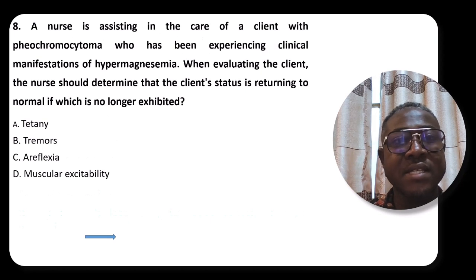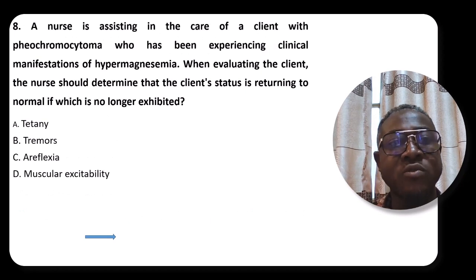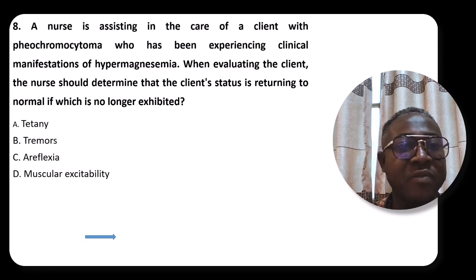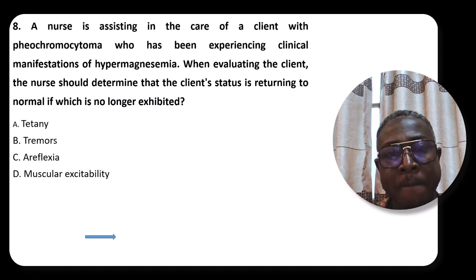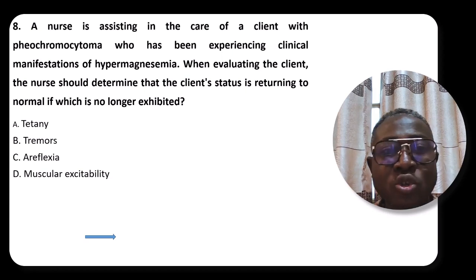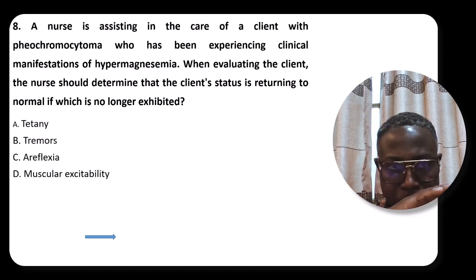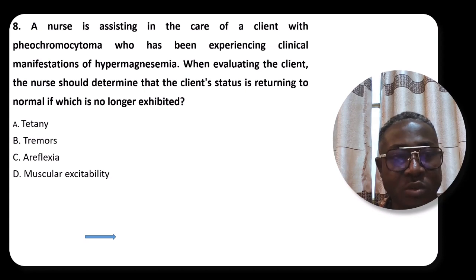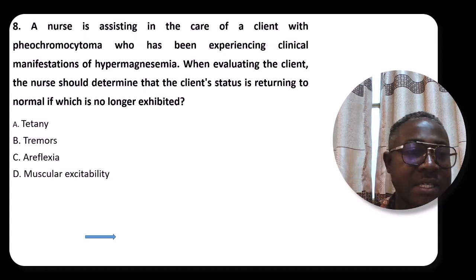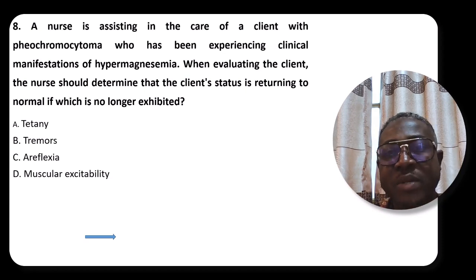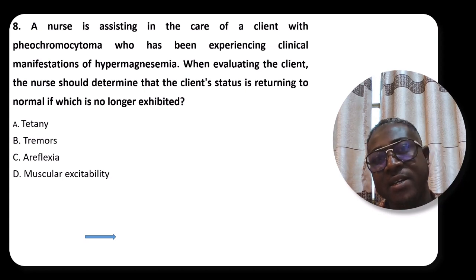Question 8. A nurse is assisting in the care of a client with pheochromocytoma who has been experiencing clinical manifestations of hypermagnesemia. When evaluating the client, the nurse should determine that the client's status is returning to normal if which of the following is no longer exhibited? A. Tetany, B. Tremors, C. Areflexia, and then D. Muscular excitability.